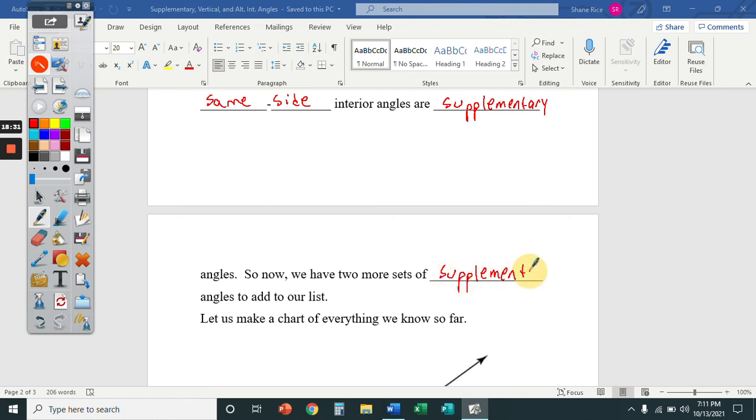So now the last thing we're going to do today is write a complete list of all the angles that we know. We know all the vertical angles and we know 10 sets of supplementary angles. Okay, and that's what we're going to list. And we also know 2 sets of alternate interior angles. All right, so let's list all this stuff.